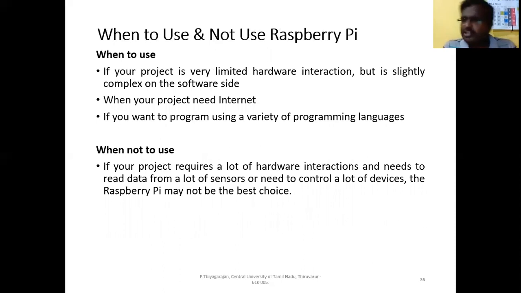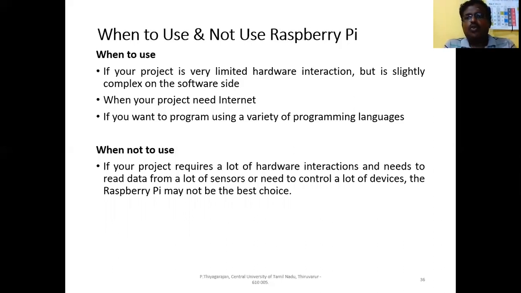Next, we're going to see for what kind of IoT projects we should use the Raspberry Pi and when not to use it. It's a very crucial point. If your IoT project has a very limited number of interactions with the hardware, then the Raspberry Pi is the best platform for you to develop the project. The interaction with the hardware should be very minimal. And when your IoT project needs the internet, then it's a good choice. And if you want to code with a variety of programming languages, then again the Raspberry Pi is apt for you.